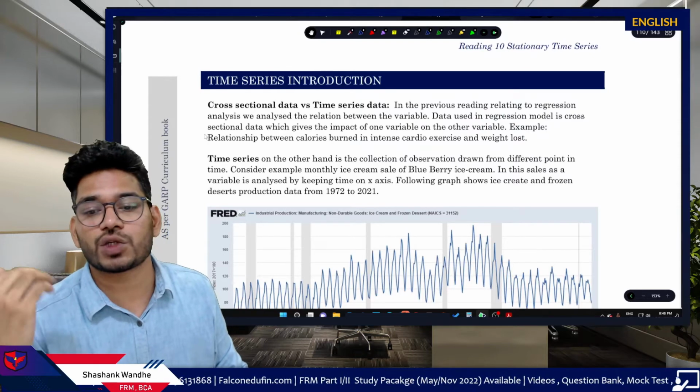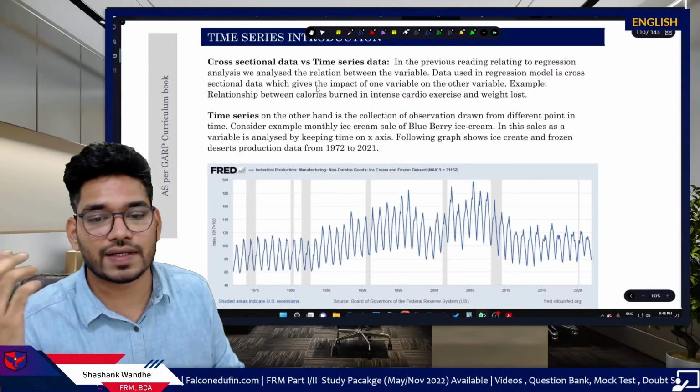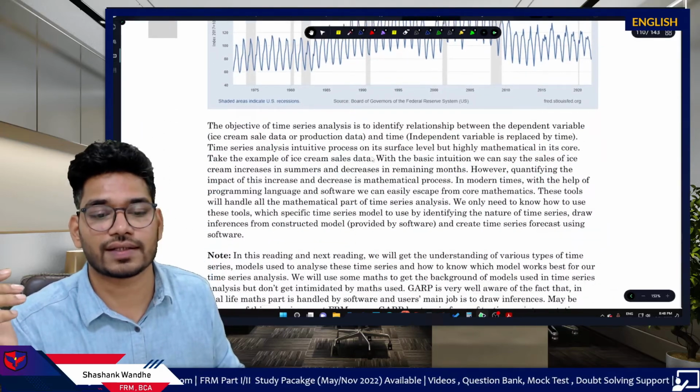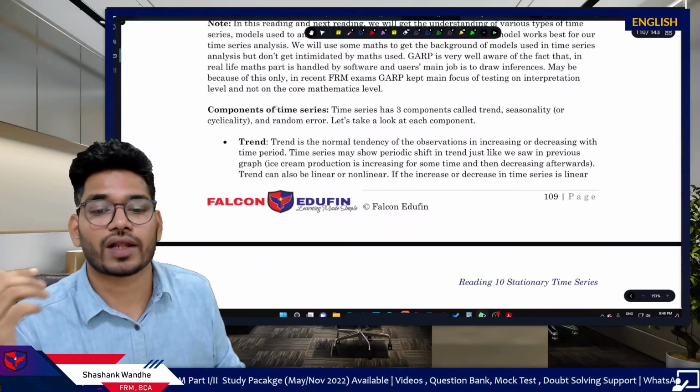So our discussion starts with the time series introduction. Now this is the cross-sectional data versus time series data. This starts with the time series data. So this is how the time series looks. Now what are the components of time series?